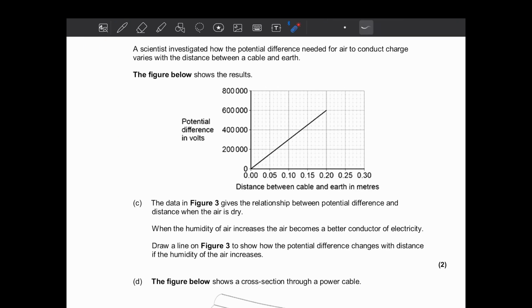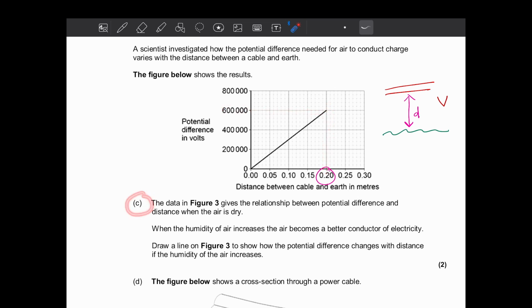Here, we've got a scientist investigating how the potential difference needed for the air to conduct charge varies based on distance between the cable and the earth. There's so much comprehension in that question, there's a lot going on. You've got a distance of, let's say, 0.20 meters. What the scientist is trying to find out is how much potential difference you need in order for the air to conduct charge at that distance. And in this case, that would be 600,000 volts.